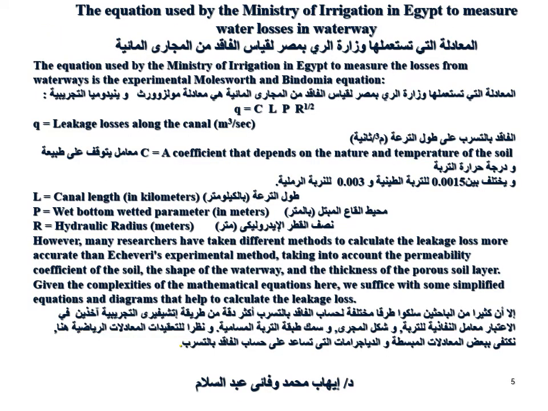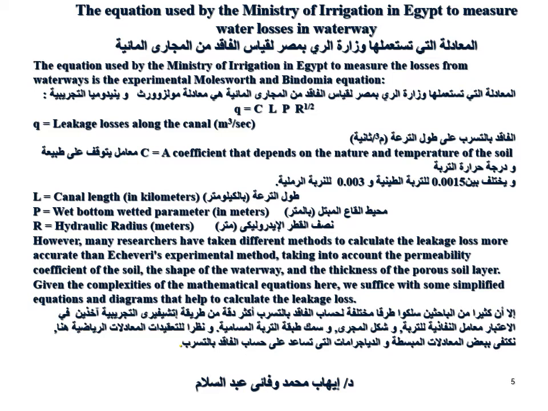The equation used by the Ministry of Irrigation in Egypt to measure water loss in waterways: q equals C multiplied by L multiplied by P multiplied by the square root of R. q is the leakage losses along the canal in cubic meters per second. C is a coefficient that depends on the nature and temperature of the soil. L is the canal length in kilometers. P is the wetted perimeter in meters. R is the hydraulic radius in meters.